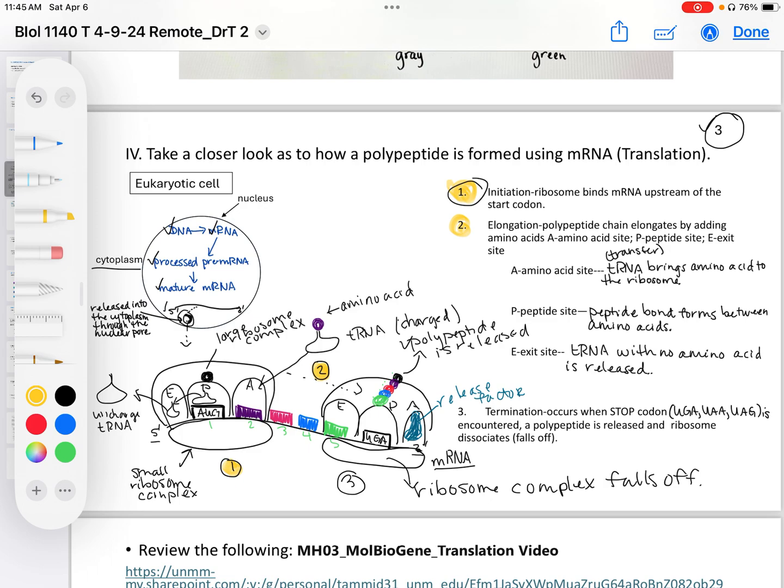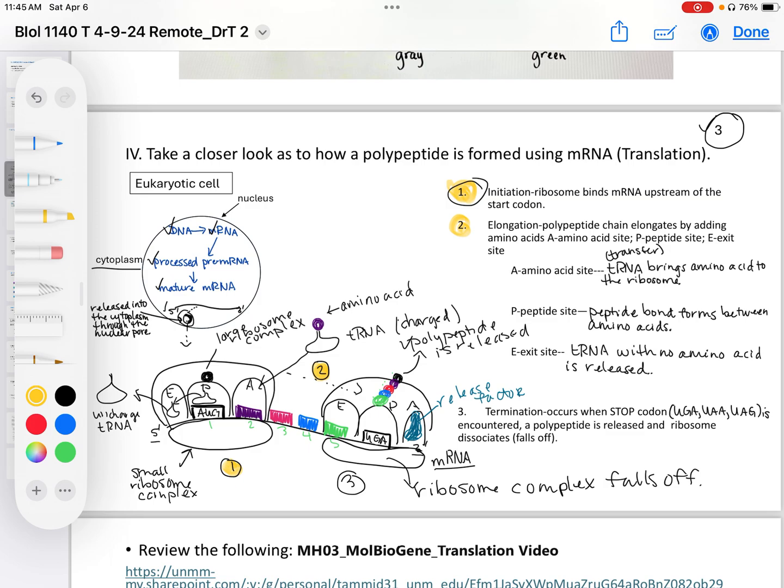And then it becomes an uncharged tRNA. The uncharged tRNA is then free to go find another peptide or another amino acid that can bring it back to this space. And it keeps doing its job all the way, reading all of these codons.